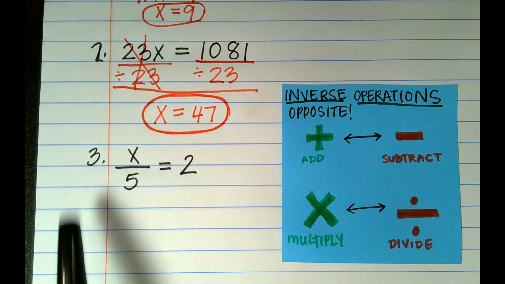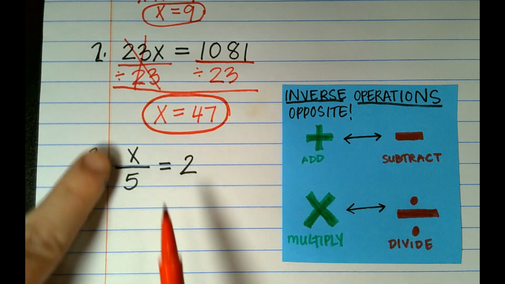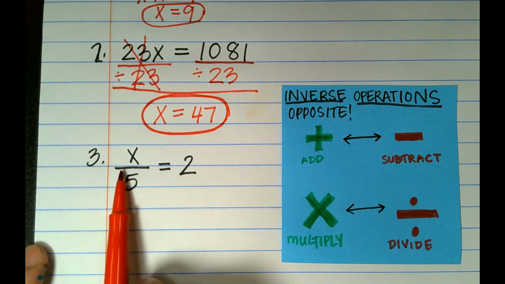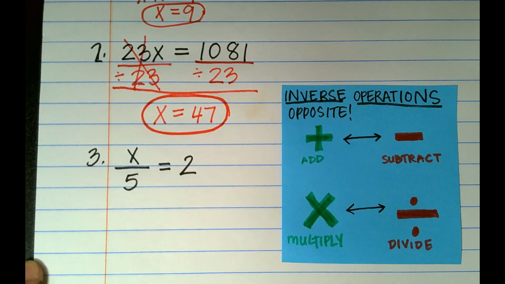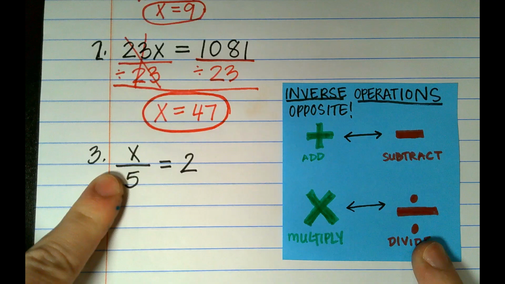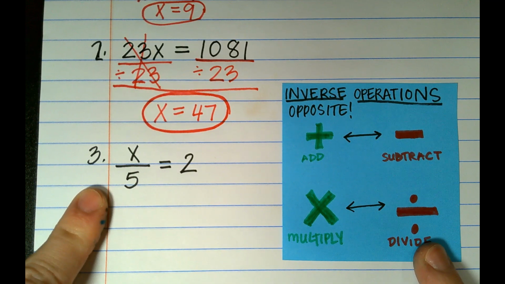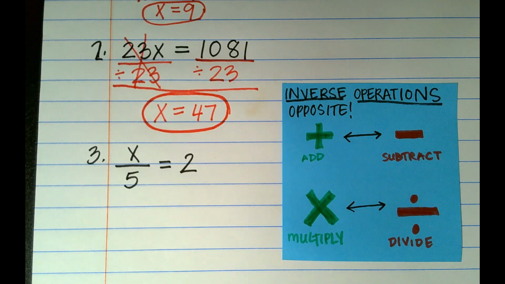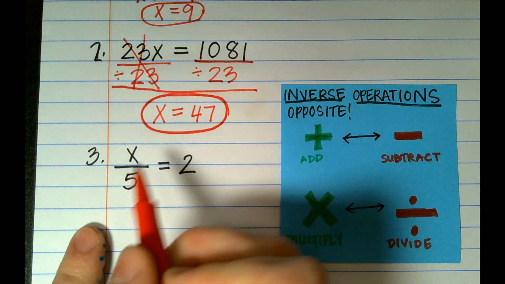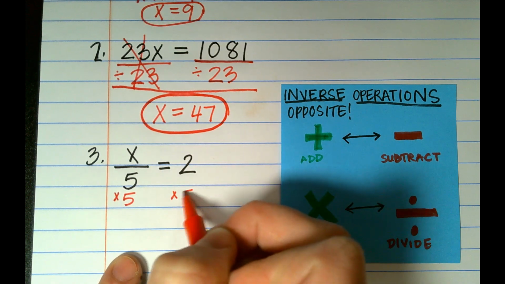What are we trying to get rid of? The 5. Remember, our goal is to get x by itself. So anything that is not x needs to go. If I have x divided by 5, and I want to get rid of divided by 5, what should I do? We're going to do the opposite. We're going to multiply now. Since we have division, we're going to multiply to get rid of it. So under here, I can write times 5.